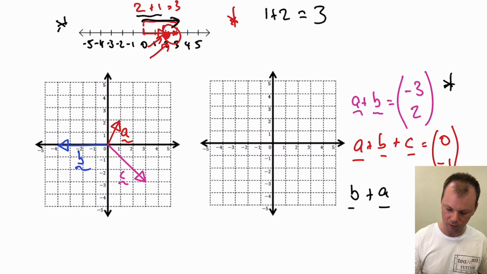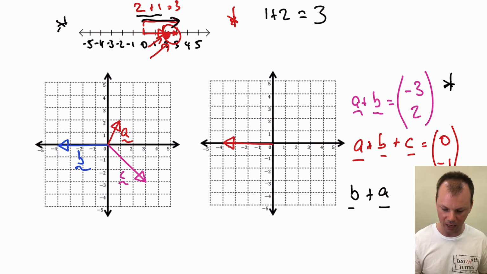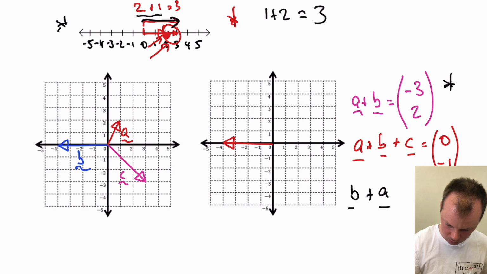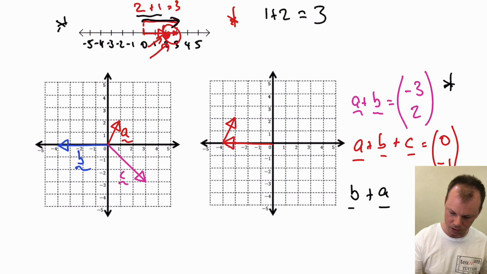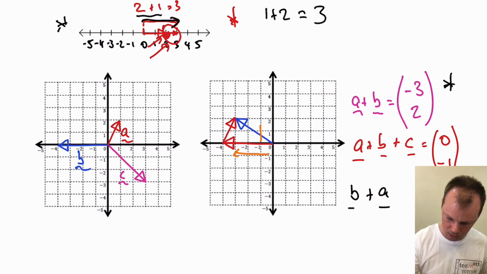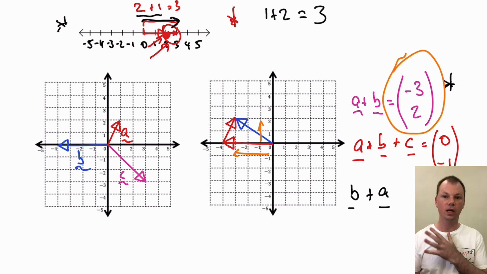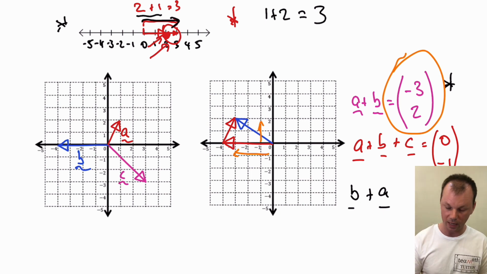So we've got our b vector first. We're going across -4. And then if we want to add a, we're going across 1 in this direction and up 2 in that direction. If we draw our resultant vector, we are going -3 in the x direction and 2 in the y direction, which is exactly the same as what we had here. So addition, different orders, again, doesn't matter for vectors. So that's addition of vectors.